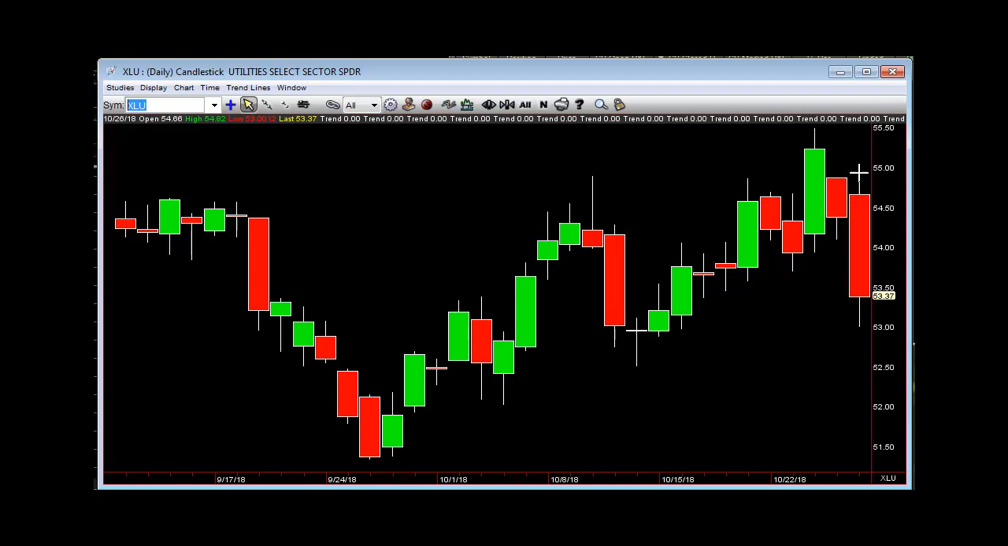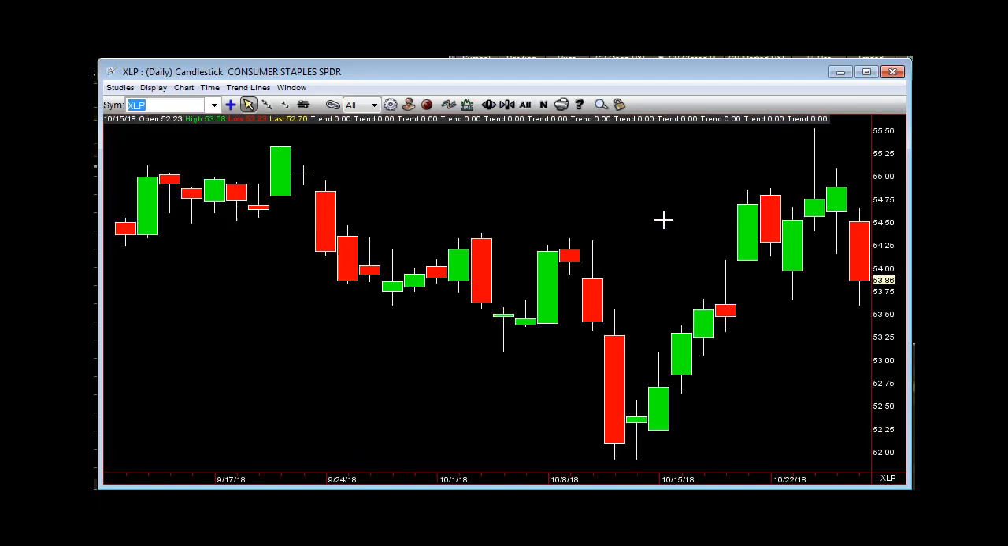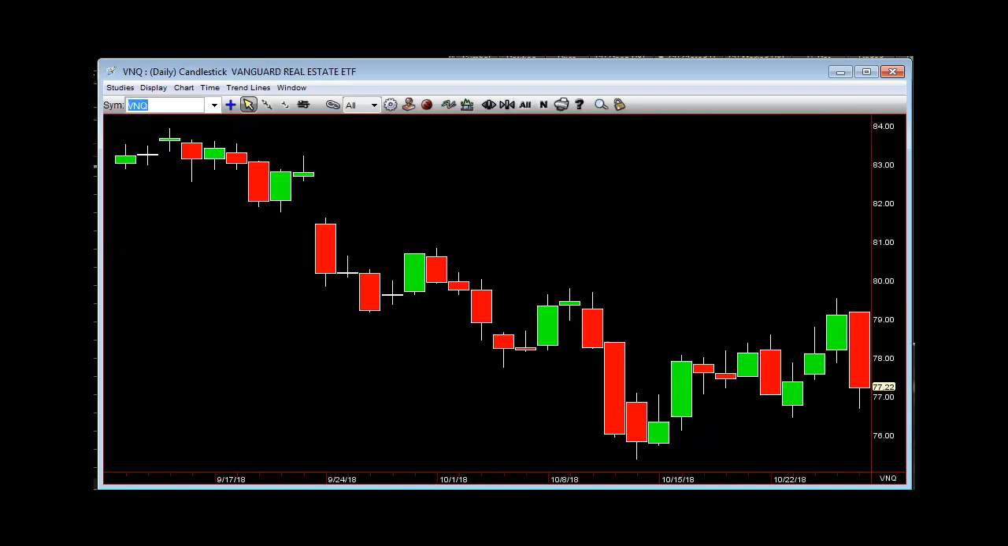2, 1, 2, puke. So that's a problem. If you lose the XLP and you lose the Utes and you lose the REITs, 2-2 reversal here, and they aren't going into anything else, now you've got everything going to the downside. Is that a problem? Potentially that is, unless you go back into the risk on.